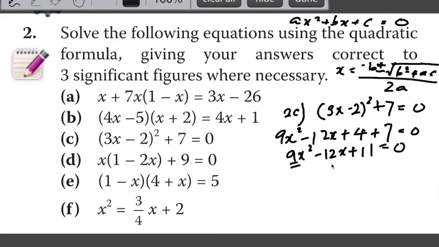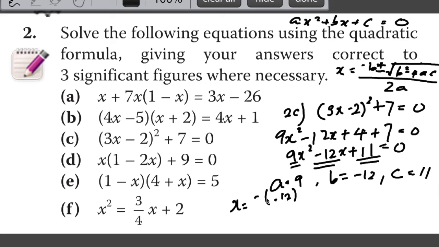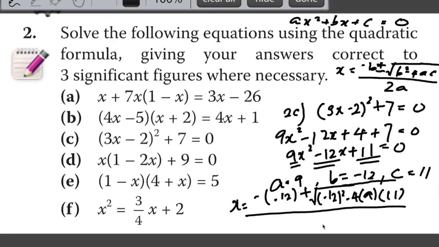So this is your a, b, c. a equals 9, b equals negative 12, c equals 11. So let's have x equals negative b. You need to write in the whole negative number, so negative negative 12. x equals negative b plus square root of b squared minus 4ac, over 2a. Okay, so this will be your first answer.